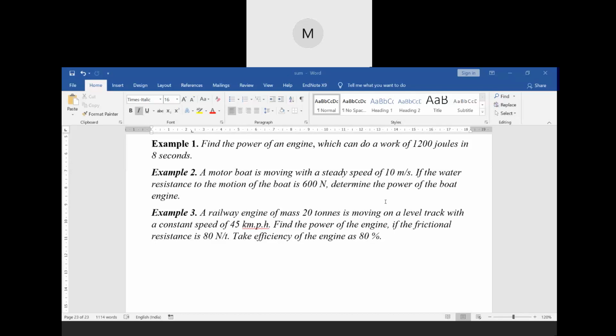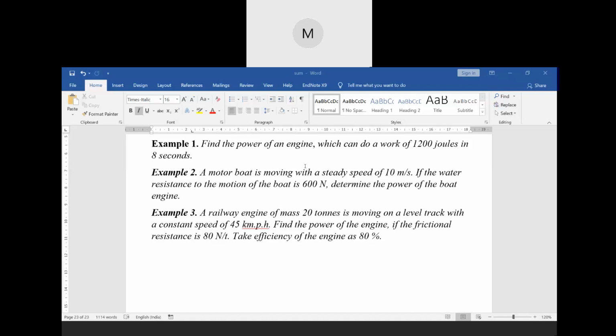Since 20 ton is the mass given, 80 Newton per ton means what? 80 into 20 is 1600. Why are you finding that? To find the total force. Why did you multiply?